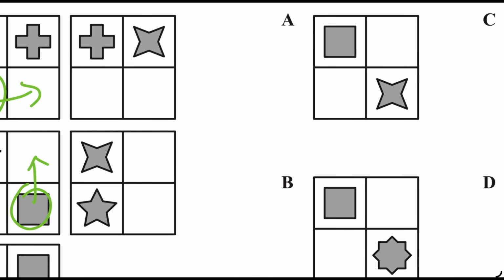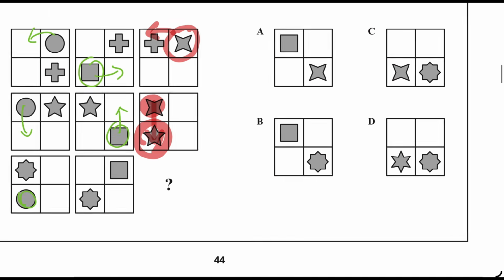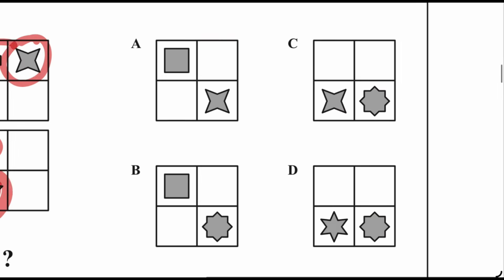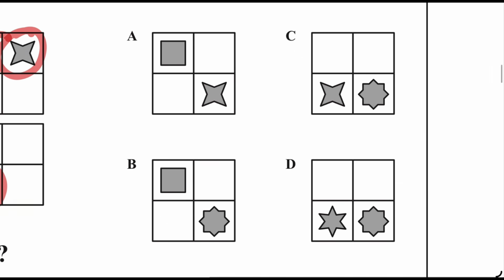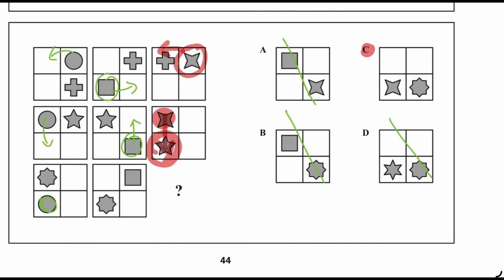The cross star or the four-pointed star? Well, it's the four-pointed star, okay? It moves one anti-clockwise. So we know it's going to move anti-clockwise again and into the bottom left square. So which answer option has the four-pointed star in the bottom left square? C, okay? So you can immediately cross out the others. So noticing those obvious patterns is essential to getting these questions done quickly.